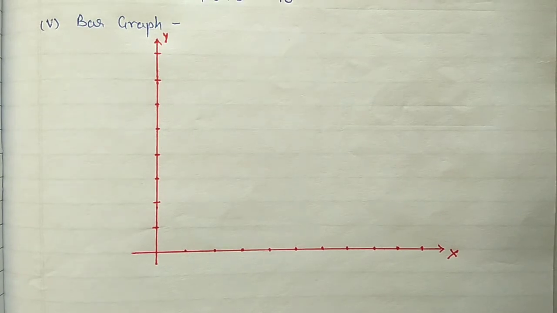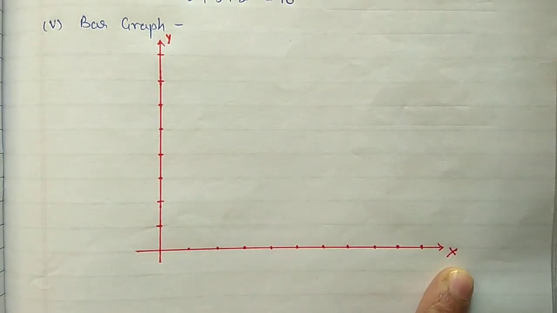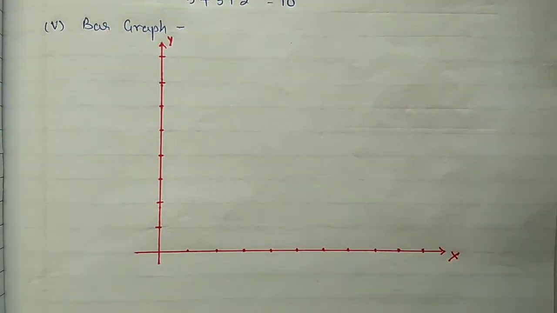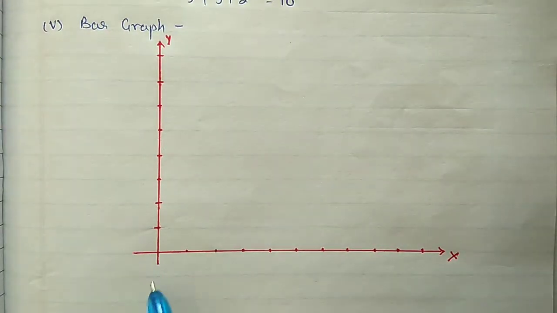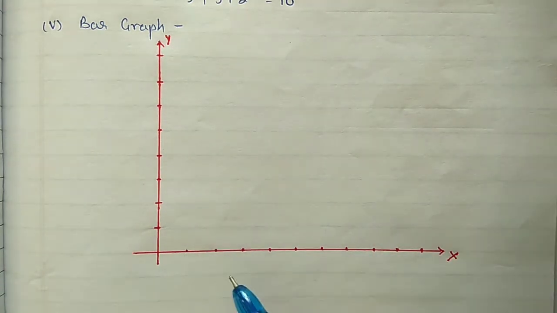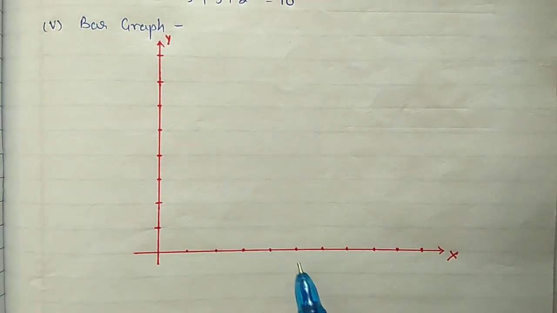Next, fifth part, we have to represent the given data in the form of a bar graph. For that, first you have to draw 2 lines. One is a horizontal line which we will call the x-axis, another a vertical line which we will call the y-axis, and on these lines you have to divide equally. Better you do these questions on graph sheet, then it will be easy. Otherwise on plain sheet you have to divide it equally.